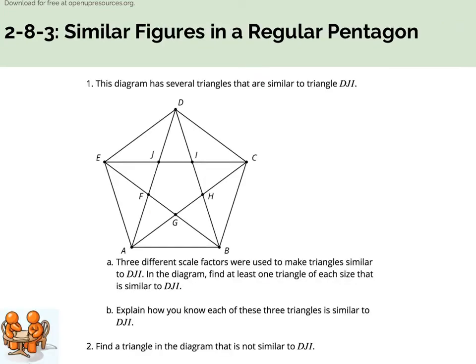All right, let's go ahead and turn our page to page 70, and we actually see this picture. It says this diagram has several triangles that are similar to triangle DJI. Let's go ahead and look at that. So this is the triangle we're looking at. And it says 3 different scale factors were used to make triangles similar to DJI in the diagram. Find at least one triangle of each size that is similar to DJI.